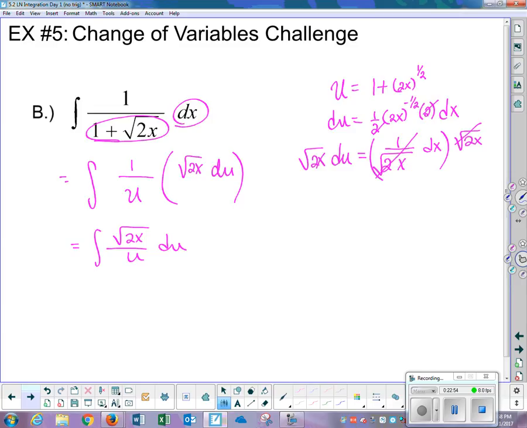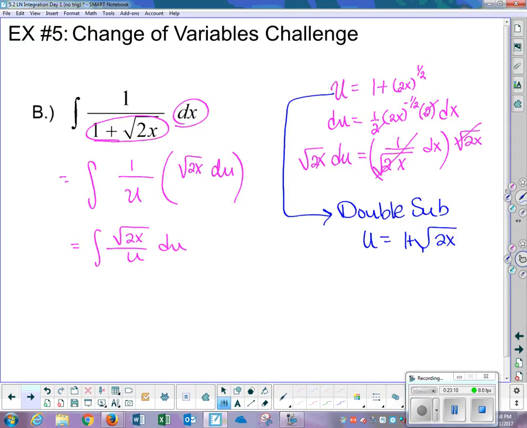That's not good. But remember, sometimes look at double sub. So we will double sub and see what we can come up with. We know that u is equal to 1 plus the square root of 2x. I'm rewriting that 1/2 power into a nice square root. Solve for the square root because that's what we want to change out. So that's going to be u minus 1 is equal to the square root of 2x. Now we'll come back over and switch it out. U minus 1 over u du.